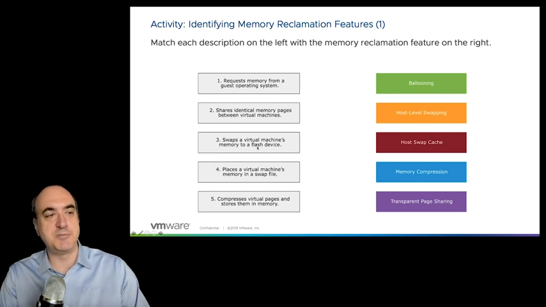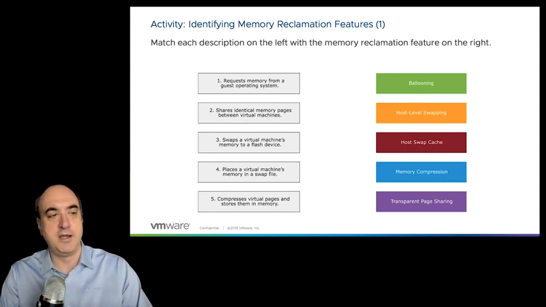Then, what swaps a virtual machine's memory to a flash device? Well, that's the host swap cache. If you've got the disk installed, you'd have to do this on every single one of your ESX servers and then configure that as the host swap cache, to circumvent the additional latency involved in having to write to the swap file. Number 4 says places a virtual machine's memory in a swap file. Well, that is host level swapping. And then finally, compresses the virtual machine's virtual pages and stores them into memory. Well, we know by process of elimination it can only be compression, but also by the name, the hint pretty much tells us that's what that is. So I think we got all those right.